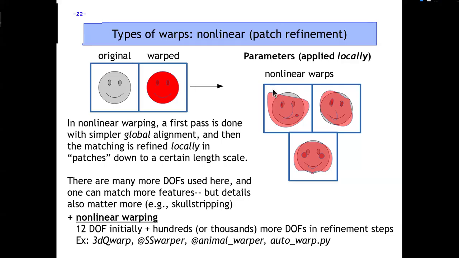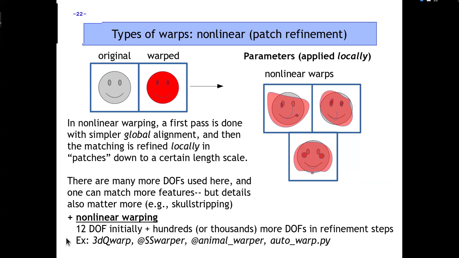And then we zoom in on a little location and we allow this to refine itself. And then we go to a different location and allow it to refine independently, etc. And we keep going over smaller and smaller patches until we've made the whole thing match up better. So this allows for many, many degrees of freedom, hundreds or even thousands. As I said before, it starts with an initial 12 degree of freedom fit to get things close, and then it refines and refines over multiple levels. It's much more computationally intensive.